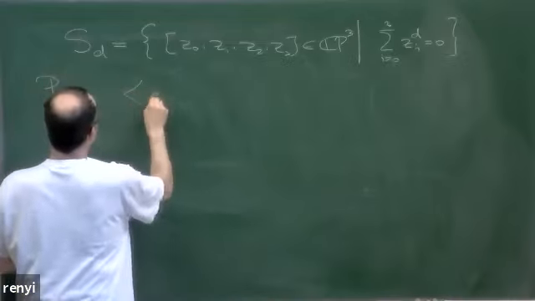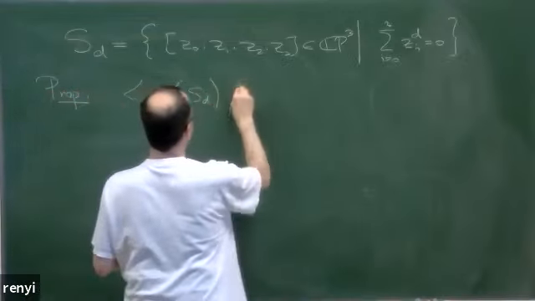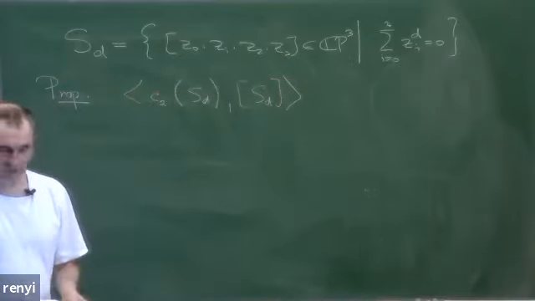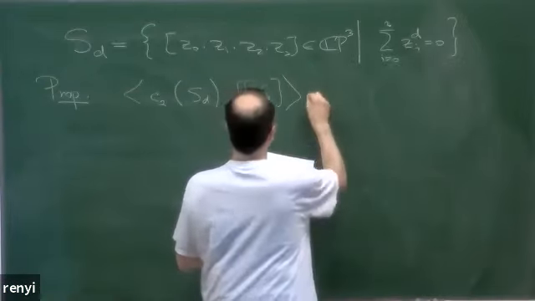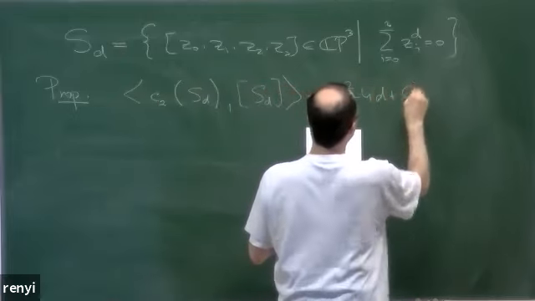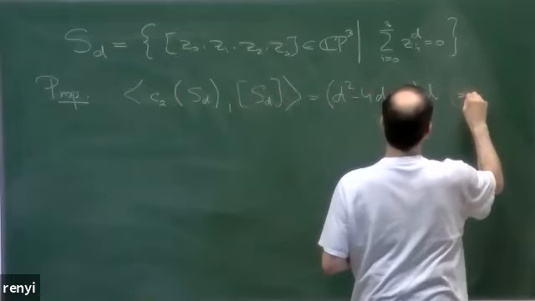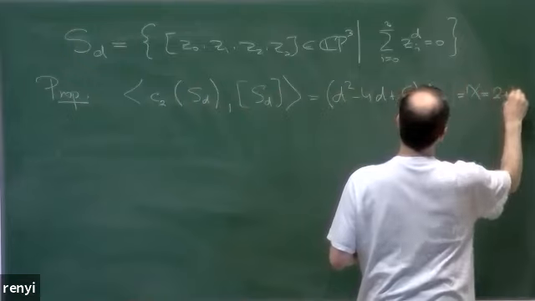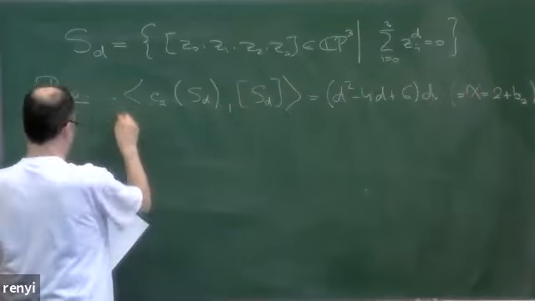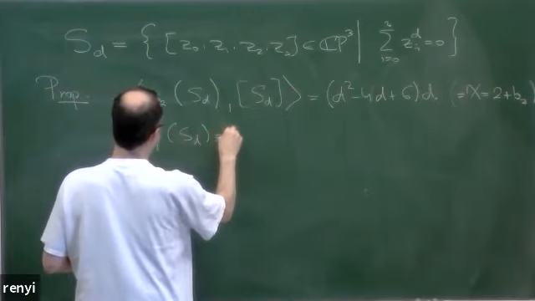So we can compute the second Chern class of this manifold. And if we evaluate it on the fundamental class, needless to say, as a complex manifold it is again oriented, then we get the following formula. It's D squared minus 4D plus 6 times D. Remember that this is just the Euler characteristic, which in this case will be just 2 plus the second Betti number, since pi 1 of SD is trivial.